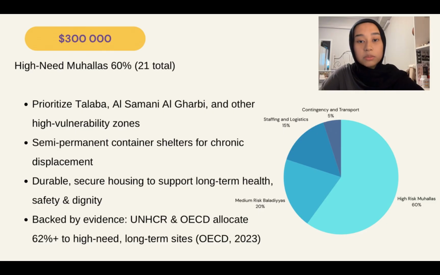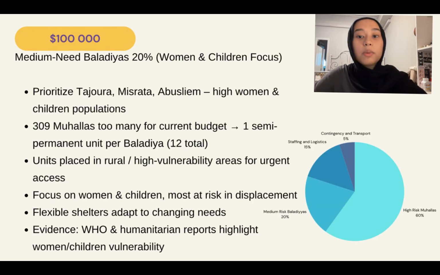Next, 20% of our budget, or $100,000, will go to the medium-need baladias to protect women and children. Here, we'll deploy a semi-permanent large-capacity shelter unit per 12 baladias identified for the more vulnerable to seek shelter in if needed. They will be placed in strategic locations such as rural mohallas or near mohallas with high numbers of women and children. We are grounding this in WHO and humanitarian data which documents the heightened vulnerability of women and children in displacement contexts.